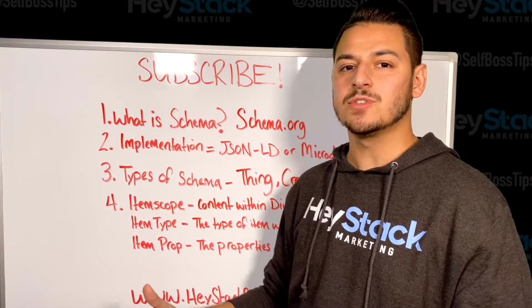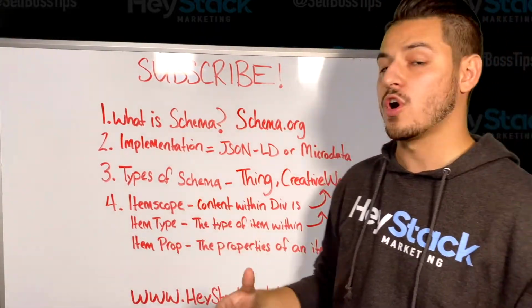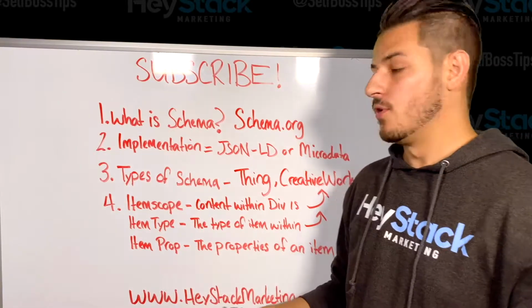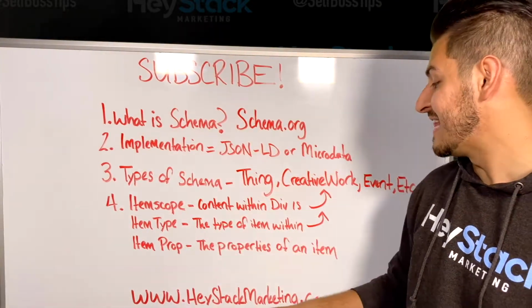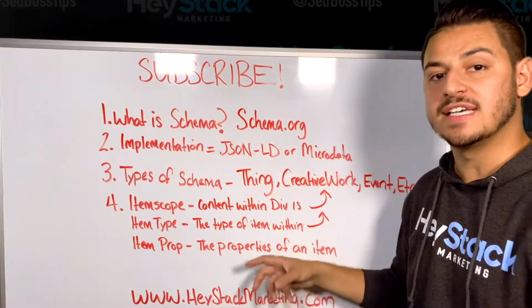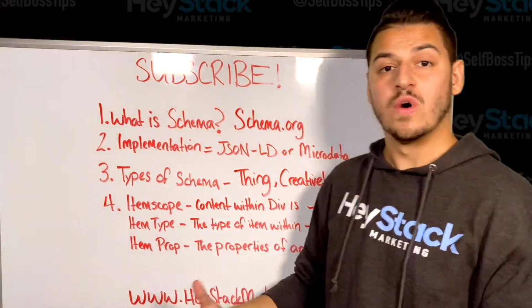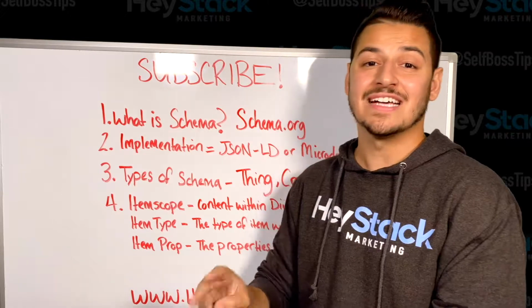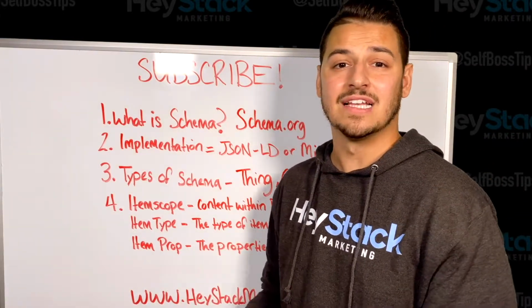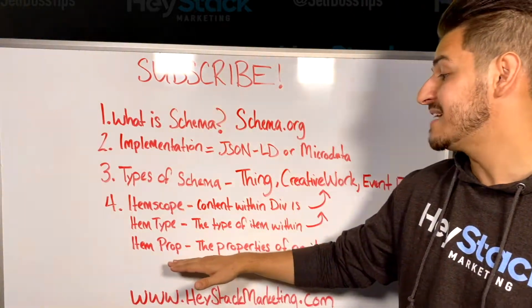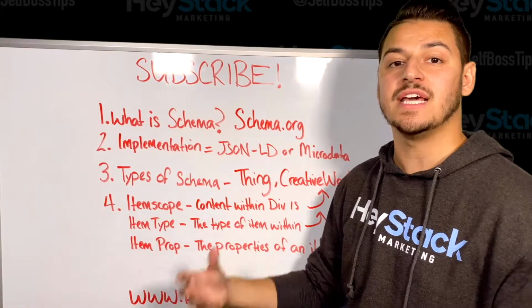So if you have an item scope and item type of creative work article, then you are able to have item props within the type, which are properties of the item. So your item type is article. Within that article, what does an article have? It has a headline, it has content, sometimes it has media that lives within it. So you'll be able to identify each one of these props in the HTML.